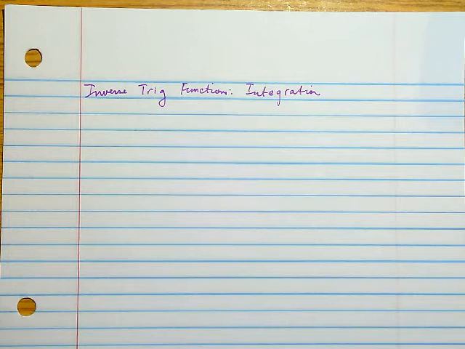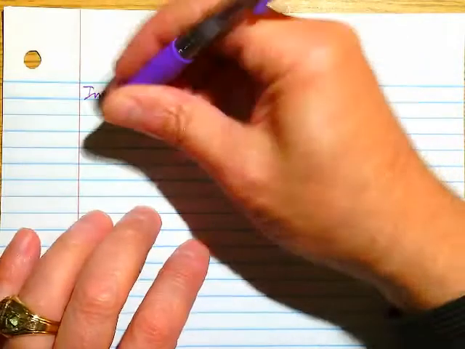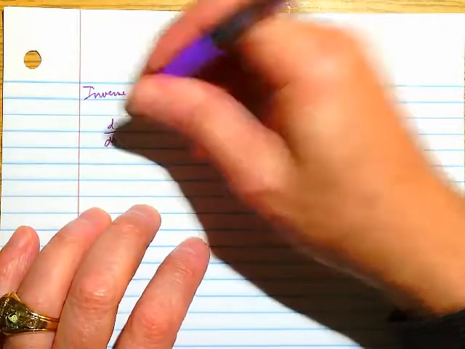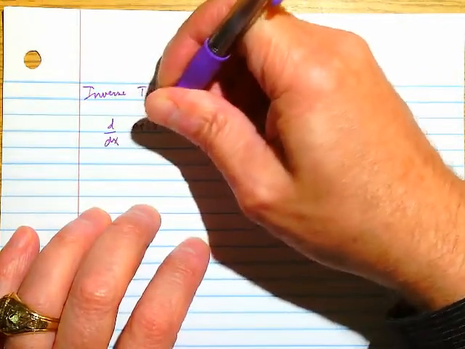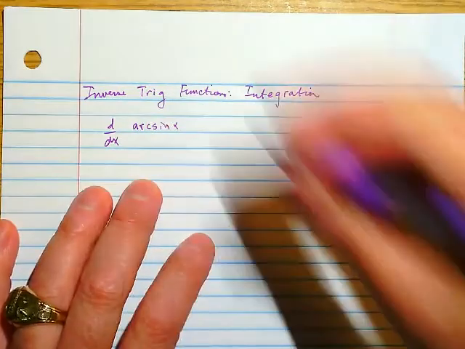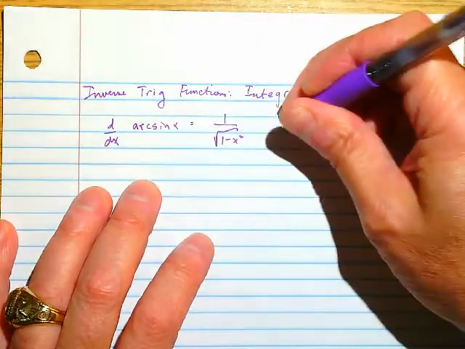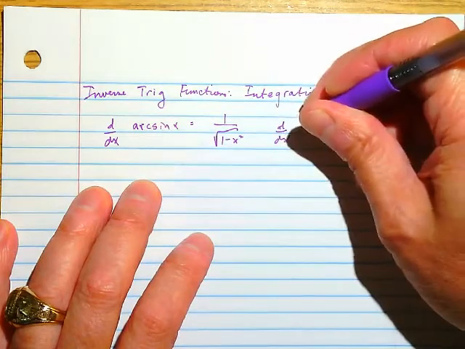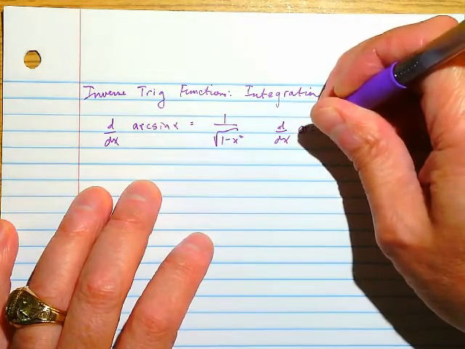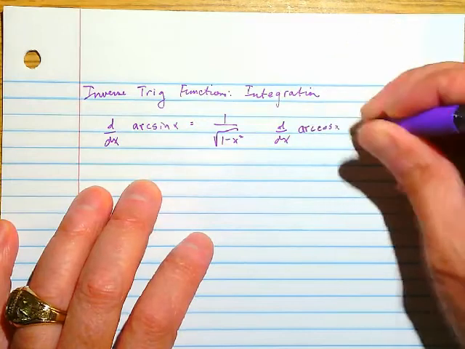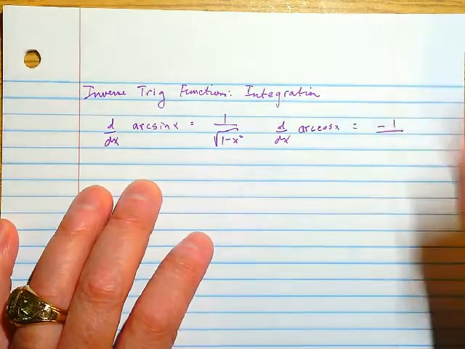It all starts back with taking derivatives, remember. Since the derivative with respect to x of arc sine of x, I'll remind you of those, is equal to 1 over square root of 1 minus x squared, and the derivative with respect to x of the arc cosine function is the same thing except a negative sign.